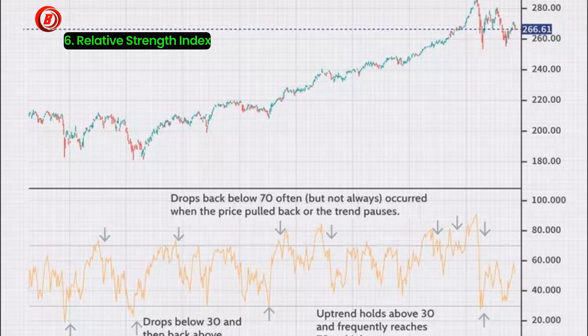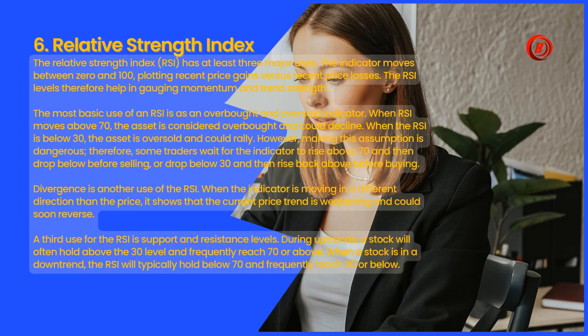However, making this assumption is dangerous. Therefore, some traders wait for the indicator to rise above 70 and then drop below before selling, or drop below 30 and then rise back above before buying. Divergence is another use of the RSI. When the indicator is moving in a different direction than the price, it shows that the current price trend is weakening and could soon reverse.